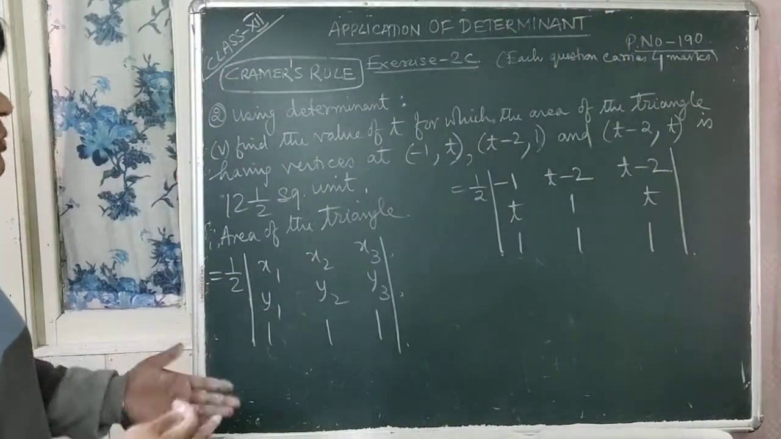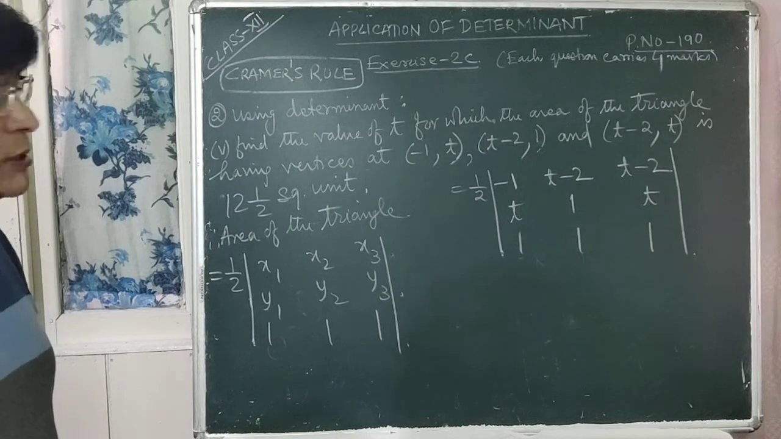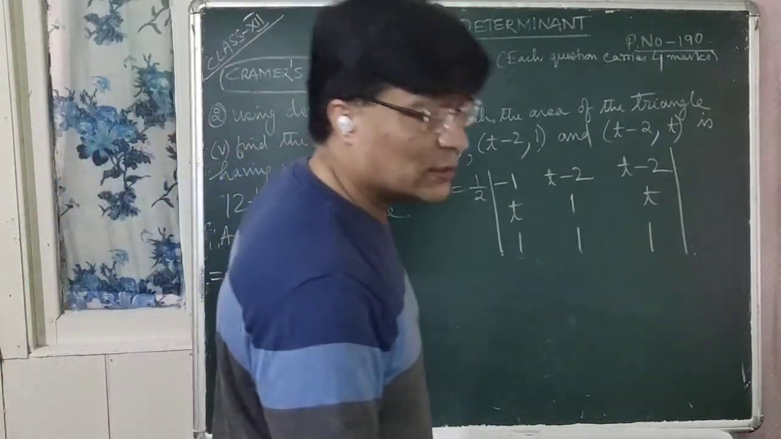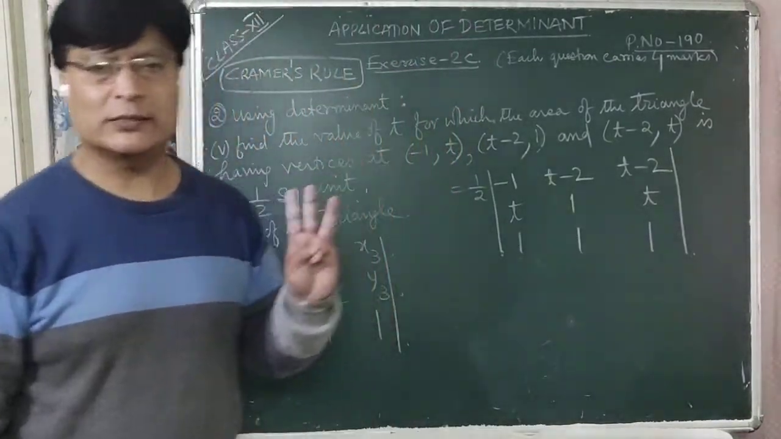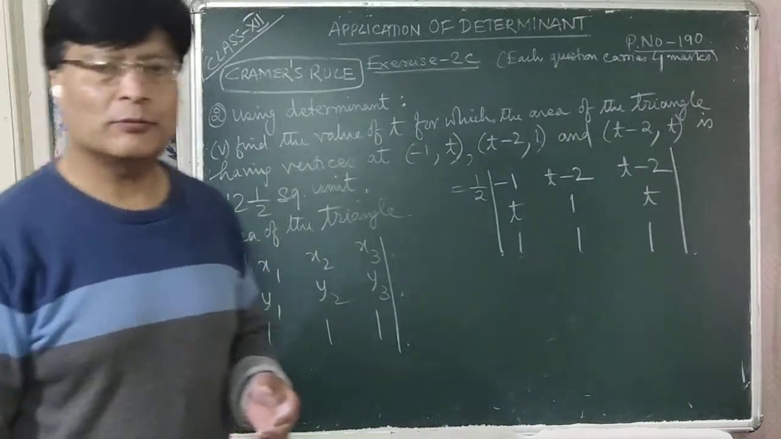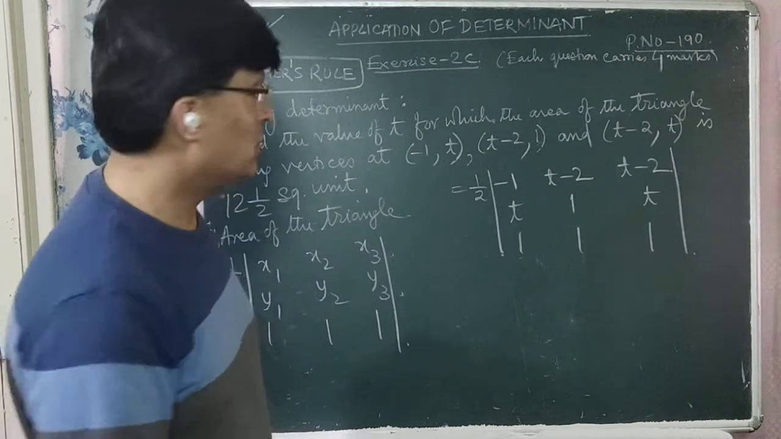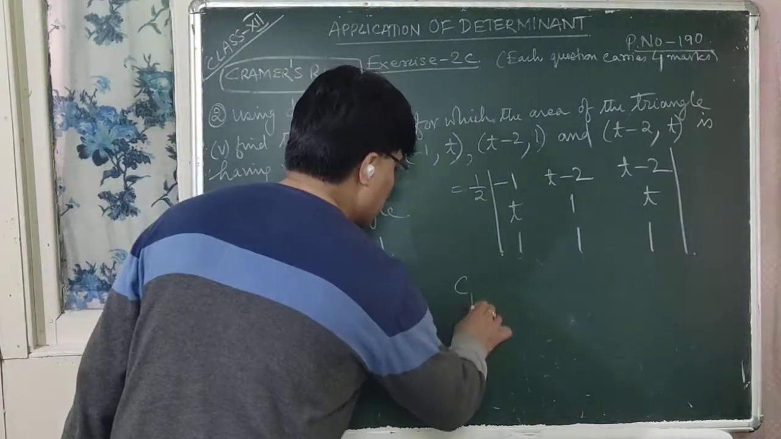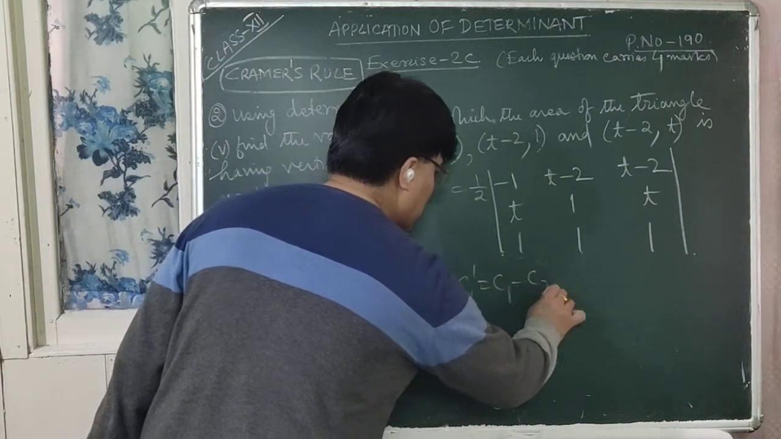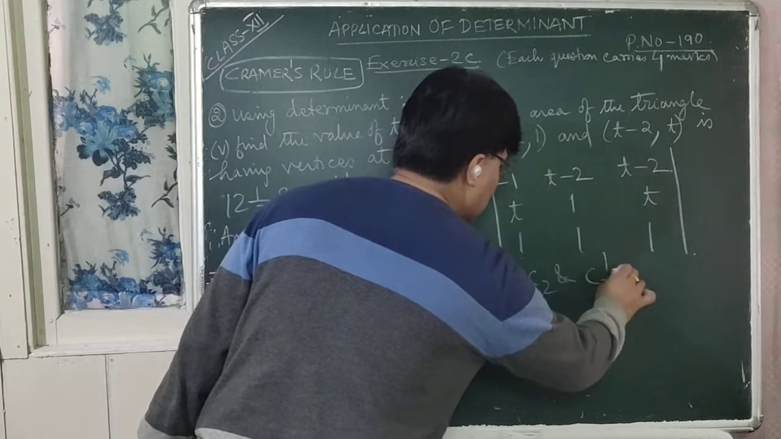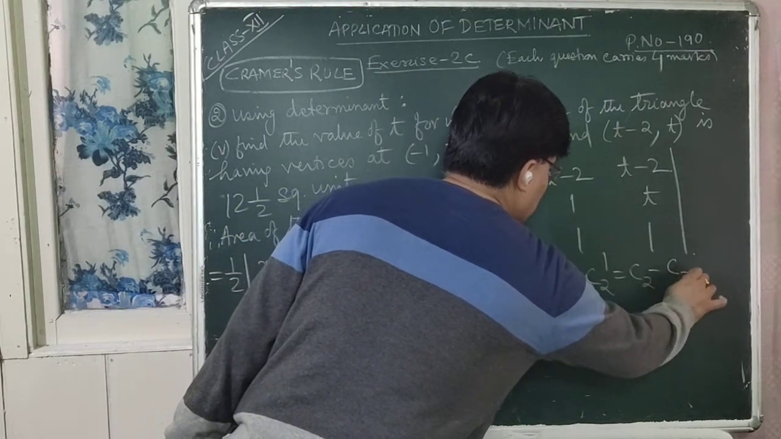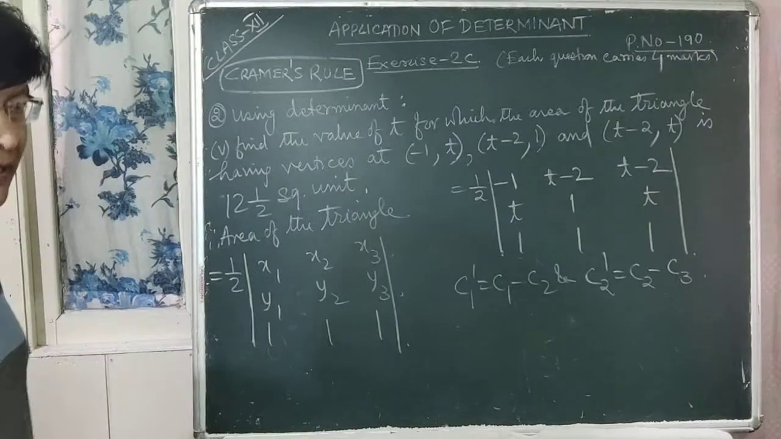So now let us use the properties of determinant, because in the third row there are 3 ones. You can make any 2 of these ones 0 by using the properties of determinant. Okay, so let us write down c1 dash is equal to c1 minus c2, and c2 dash is equal to, this is your c2 minus c3, right?